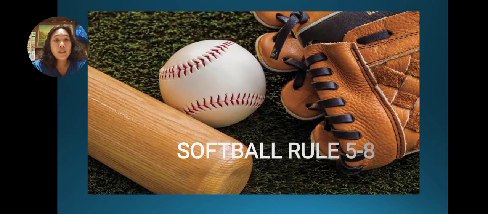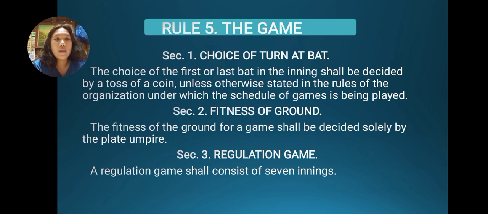So now we will proceed to the softball Rules 5 to 8. For Rule 5, the game. Section 1, choice of turn at bat. The choice of the first or last bat in the inning shall be decided by a toss of a coin until otherwise stated in the rules of the organization under which the schedule of game is being played.